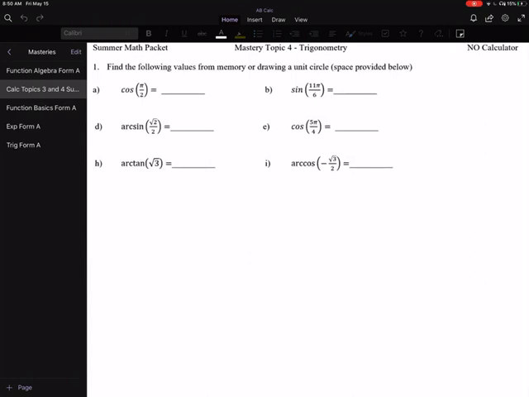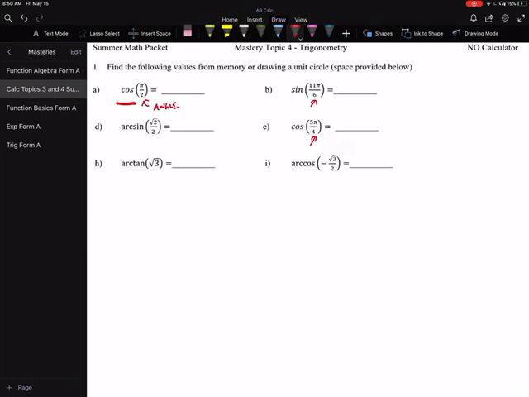Just a reminder that the first couple ones, cosine, this is a radian measure. This is the angle, okay? Same thing right here. Same thing right here. However, when I see arc, or an inverse, these are the actual values, and I'm looking for an angle. Knowing the difference: cosine, sine, and tangent of an angle produces a value. However, arc sine of a value produces an angle.